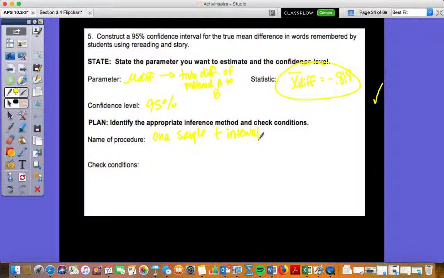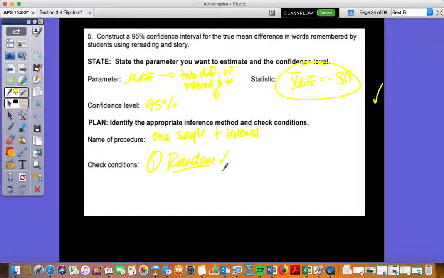Good stuff. Okay, condition 1. What do we know about condition 1? Random. Is it random? Yes, it is. Wait, why is it not matched pairs? I'm confused. Are we talking about the name of the procedure? Is that what you're talking about there?